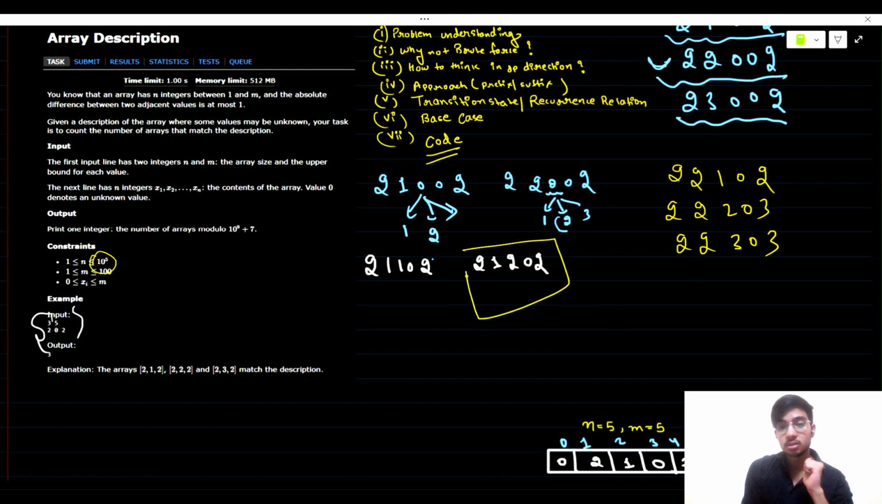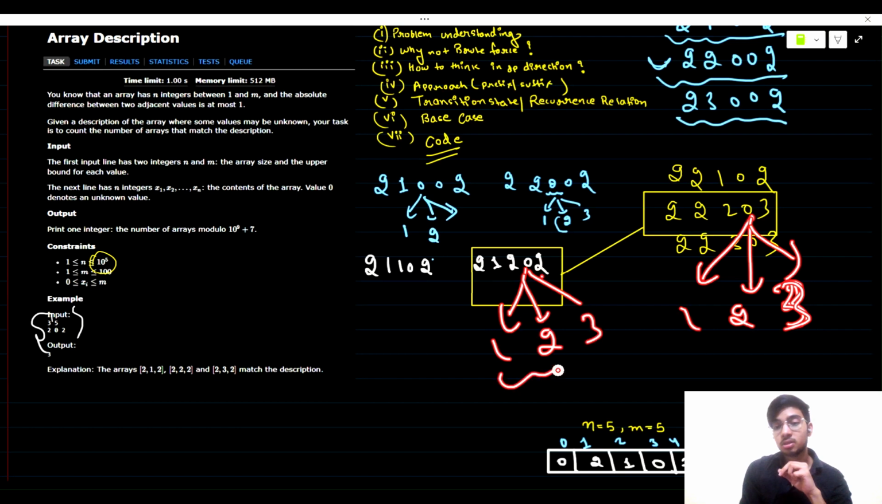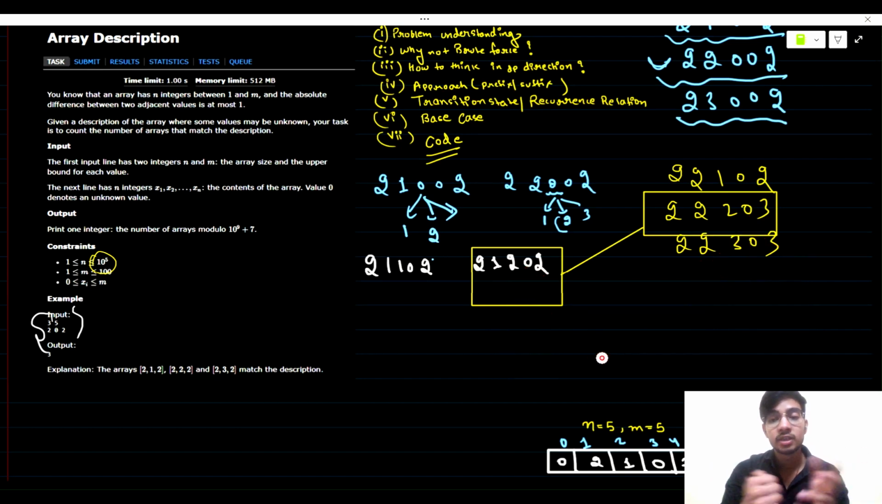So you can see that you have this array and you have this array. These are similar problems, right? For this, you have the choices 1, 2, 3. For this, you also have choices 1, 2, 3, right? So you can take either of them. You have to add the number of arrays that match the description, right? You count the number of arrays that match the description and add up to your answer. So these are similar problems.